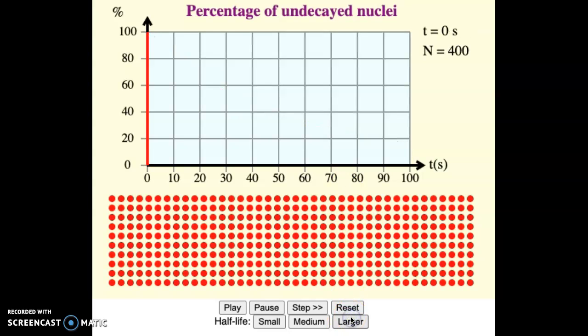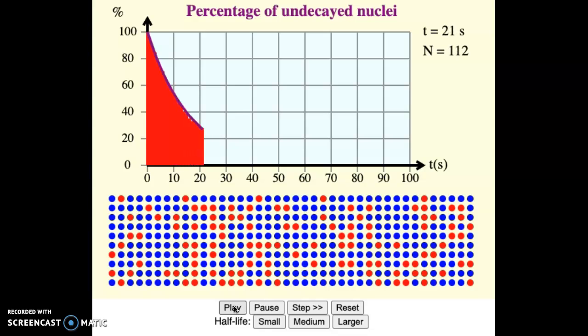Okay, and we could do a small one, see if that makes a difference. You can see that's a small half-life there. What's happening is that each individual atom is decaying much faster, and we're getting a half-life, we go down to 50, which is approximately about 12 seconds, for this undecayed nuclei.